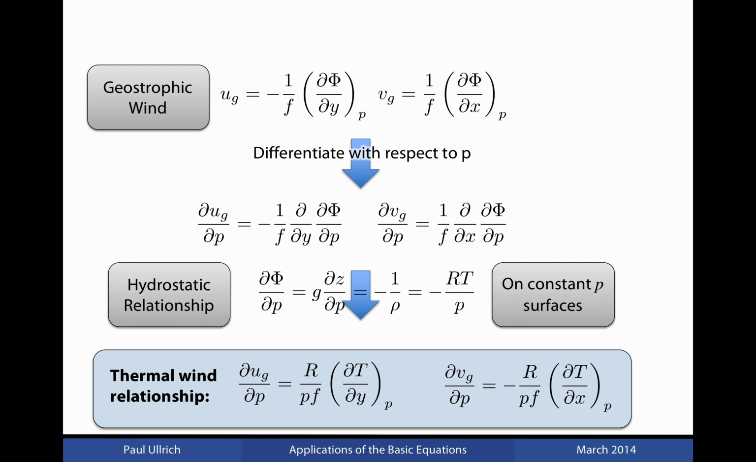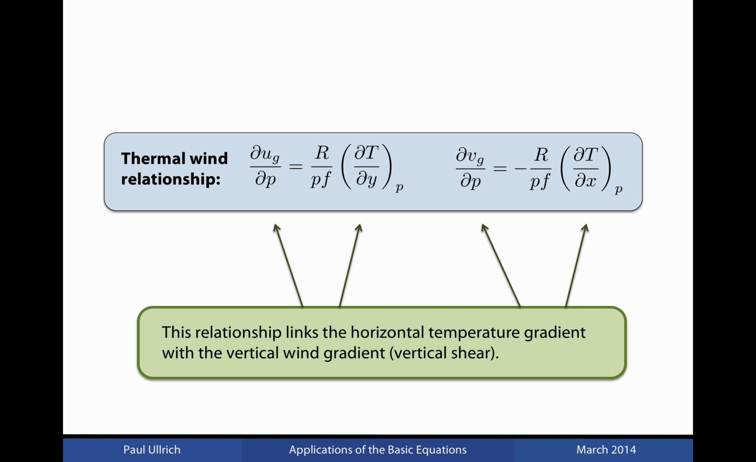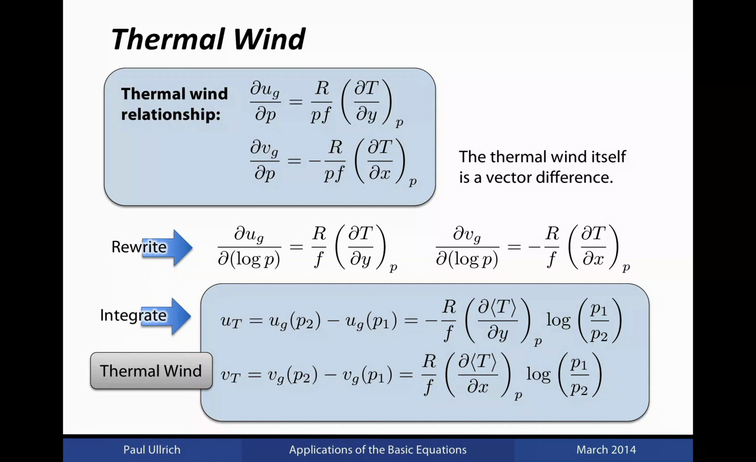So as mentioned, this relationship allows us to link the horizontal temperature gradient terms with the vertical wind gradient, or vertical shear. Note that since this calculation is performed on constant pressure surfaces, the term R/pf is actually constant on these pressure surfaces. Okay, now recall that the thermal wind relationship here does not describe the actual thermal wind, which is a vector difference. Instead, this describes vertical shear of the geostrophic wind field. In order to actually obtain an expression for the thermal wind, we need to integrate these equations vertically so that we can obtain a difference with altitude.